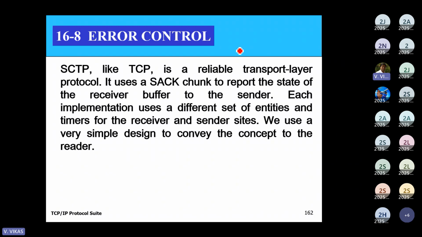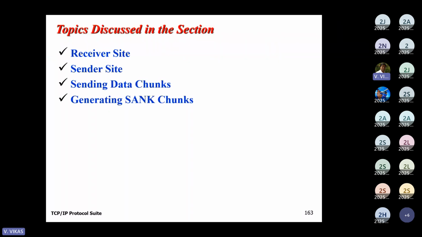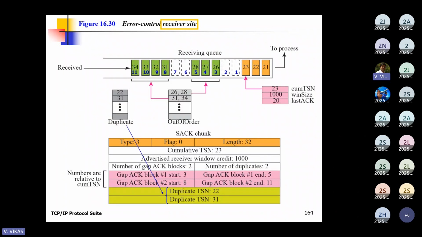So it basically uses selective acknowledgement to report the status of the receiver side, whether it has received properly or not, whether there are any missing blocks or any duplicates that we have. All those things are useful to handle error control with respect to SCTP. Here also we will see how things are done at the receiver side, how things are done at the sender side, how you are sending data chunks, generating selective acknowledgements. All these things we will be looking at.